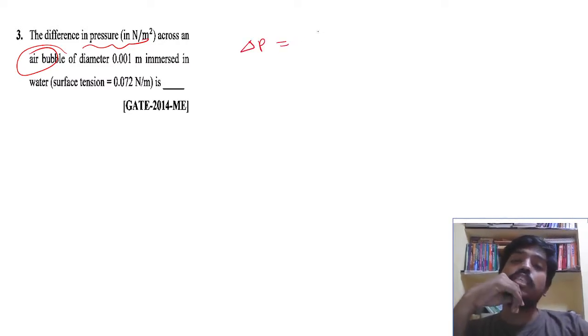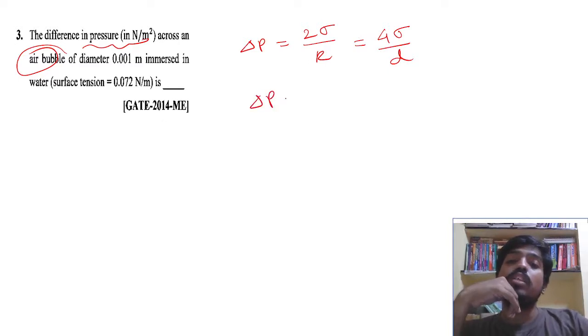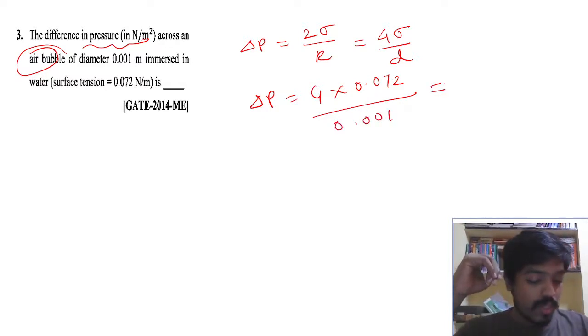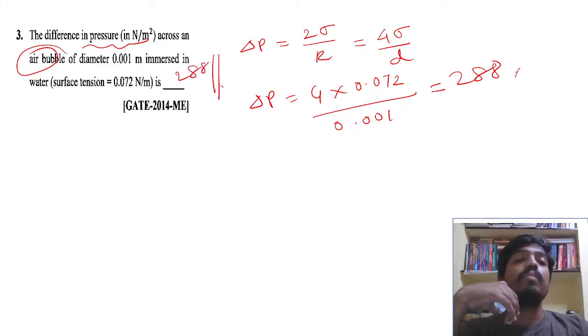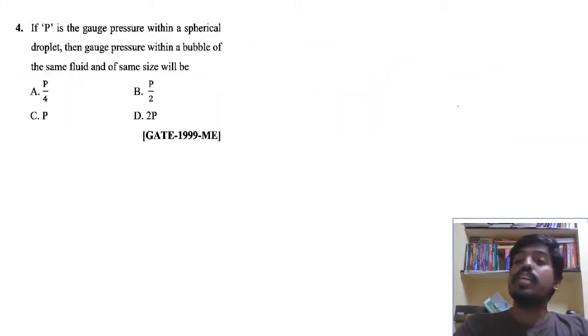The difference in pressure across the soap bubble. The soap bubble is 2 sigma by r for each surface, so upper and lower gives 4 sigma by d. This excess pressure is equal to 4 into 0.072 divided by 0.001, which gives 288. That is the correct answer, the exact answer.